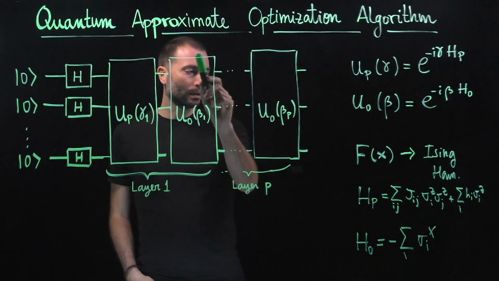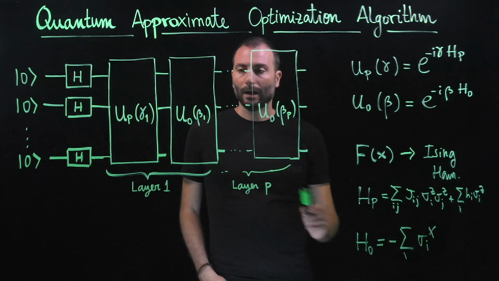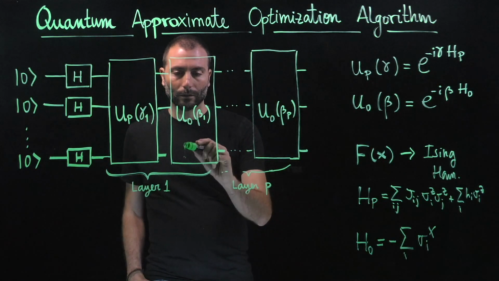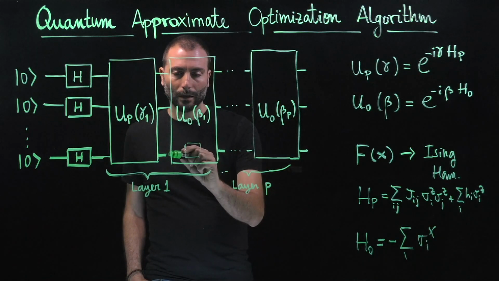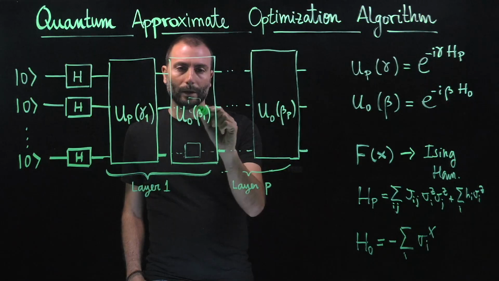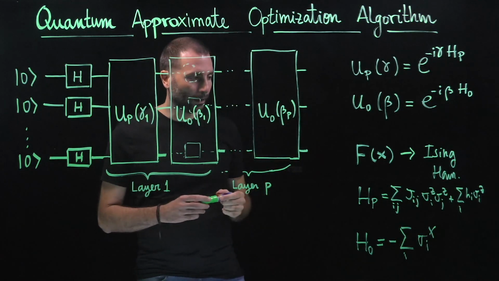One other comment: although I have written the U_0 unitary as a whole box, because this Hamiltonian is non-interacting, this box will be computed as just single qubit operations.